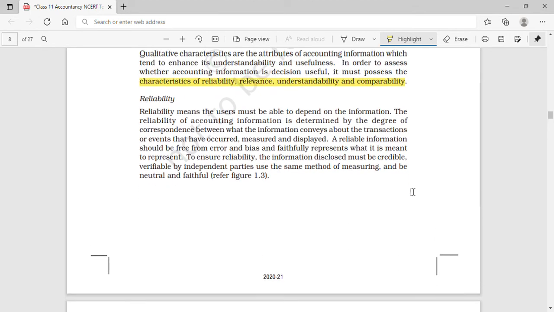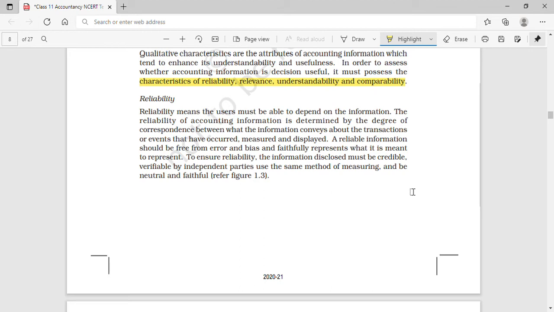Now, what do you mean by reliability? Let's break it down. Reliable means that you can rely on the information. You are dependent on that information, and you are sure that the information is right. That's what reliability means. The accounting information we have received and displayed should be free from any kind of errors and bias, and faithfully represent what it is meant to represent.